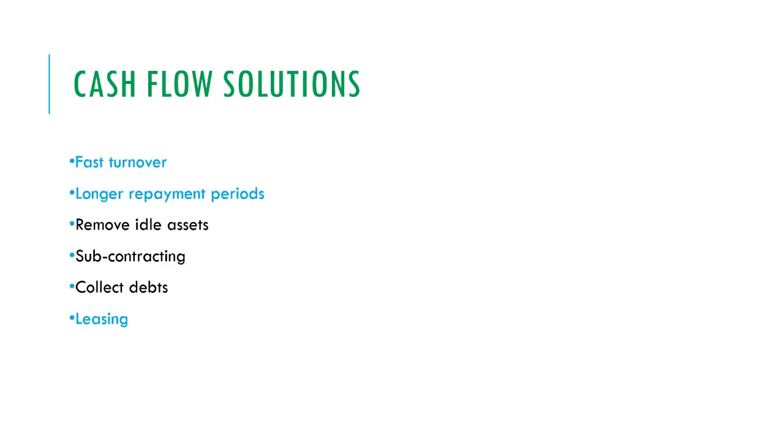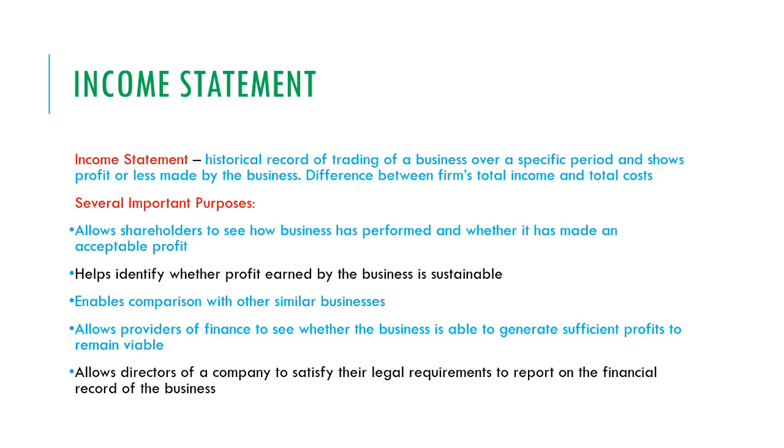So how can you solve cash flow problems? Well, fast turnover. That's why the Christmas tree market is okay, because they have fast turnover at Christmas time. They can have longer repayment periods on their credit. They can remove idle assets. They can go through subcontracting. They can also collect some debt and go through a lease as well.